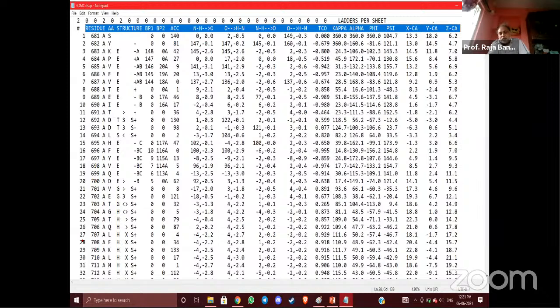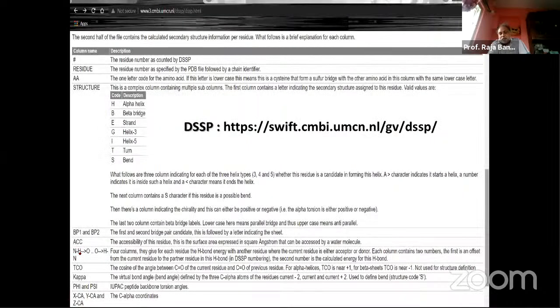You are giving the secondary structure just one beta strand and phi and psi. So the difference between the PDB and the DSSP is that in case of PDB, you are getting only the coordinates, but not the secondary structure information, that is phi psi.